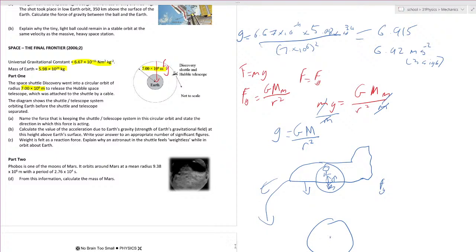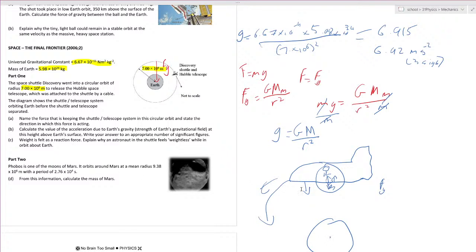Now, let's have a look at the second question. Part 2. Phobos is one of the moons of Mars. It orbits around Mars at a mean radius of 9.38 times 10 to the 6, with a period of 2.76 times 10 to the 4 seconds. From this information, calculate the mass of Mars.